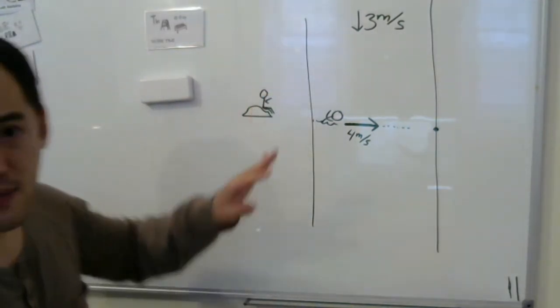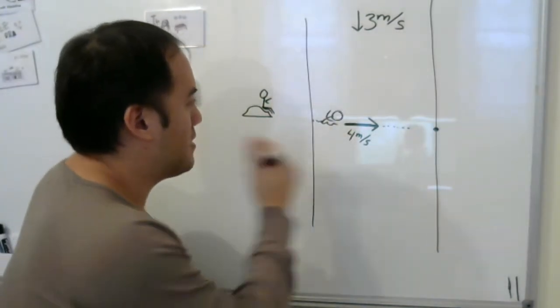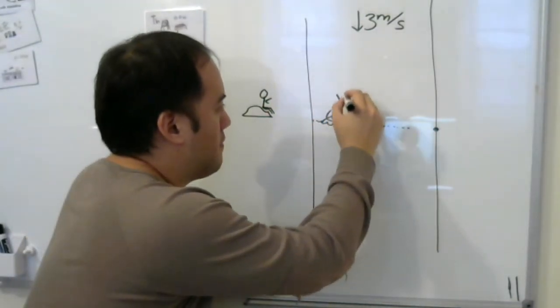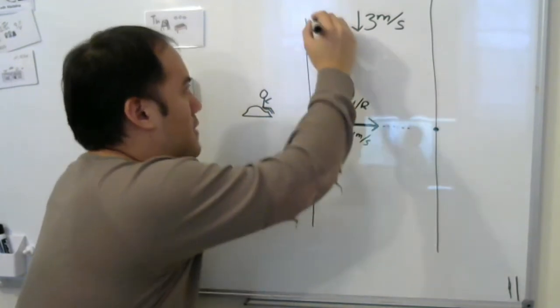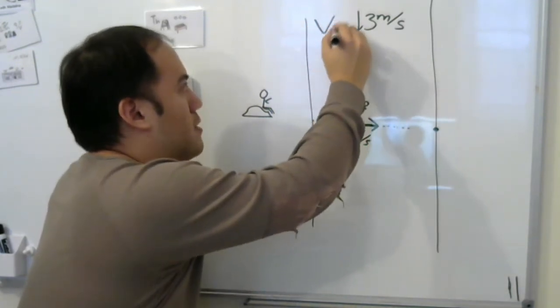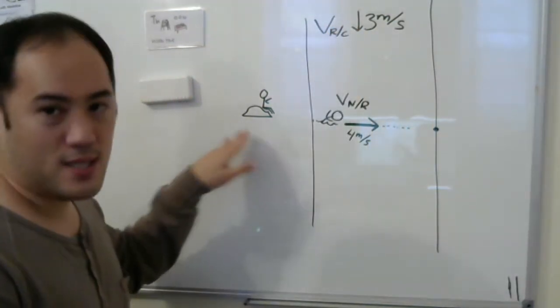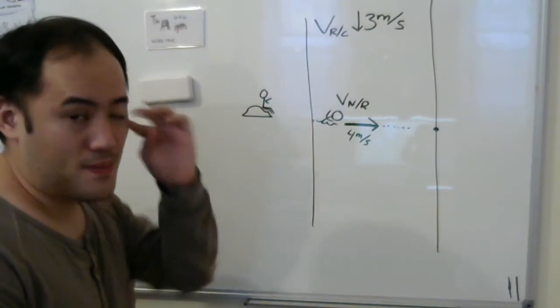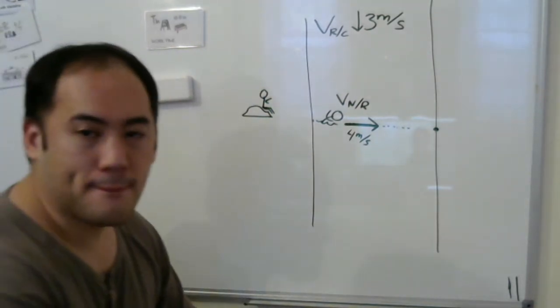So we have 2 velocities. This is the velocity of Nick relative to the river. This is the velocity of the river relative to Coach. And the velocity of the coach is 0. Yeah, that makes sense to me. Seems fine. Okay.